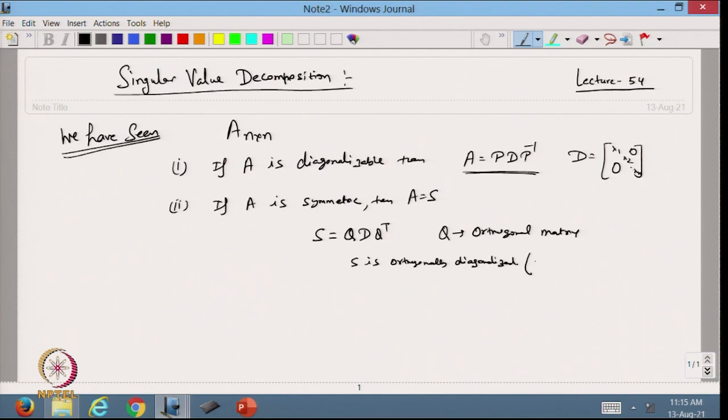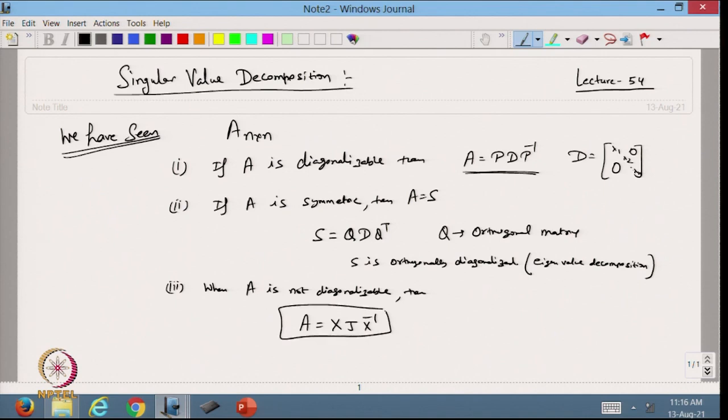the eigenvalue decomposition. Then we have seen the third form, when A is not diagonalizable. Then we can write A as X, then the Jordan form, then X inverse. This is called the Jordan canonical form. And in this case X may not necessarily be an orthogonal matrix.